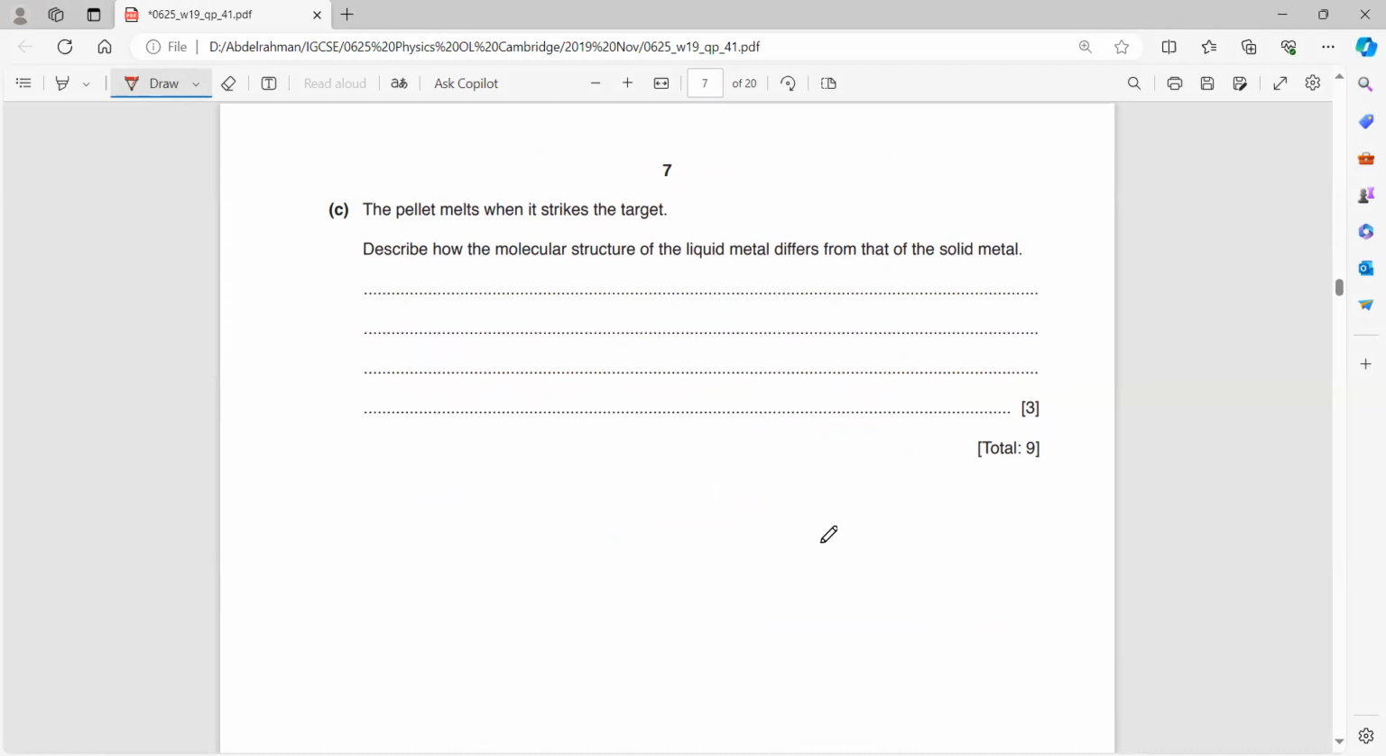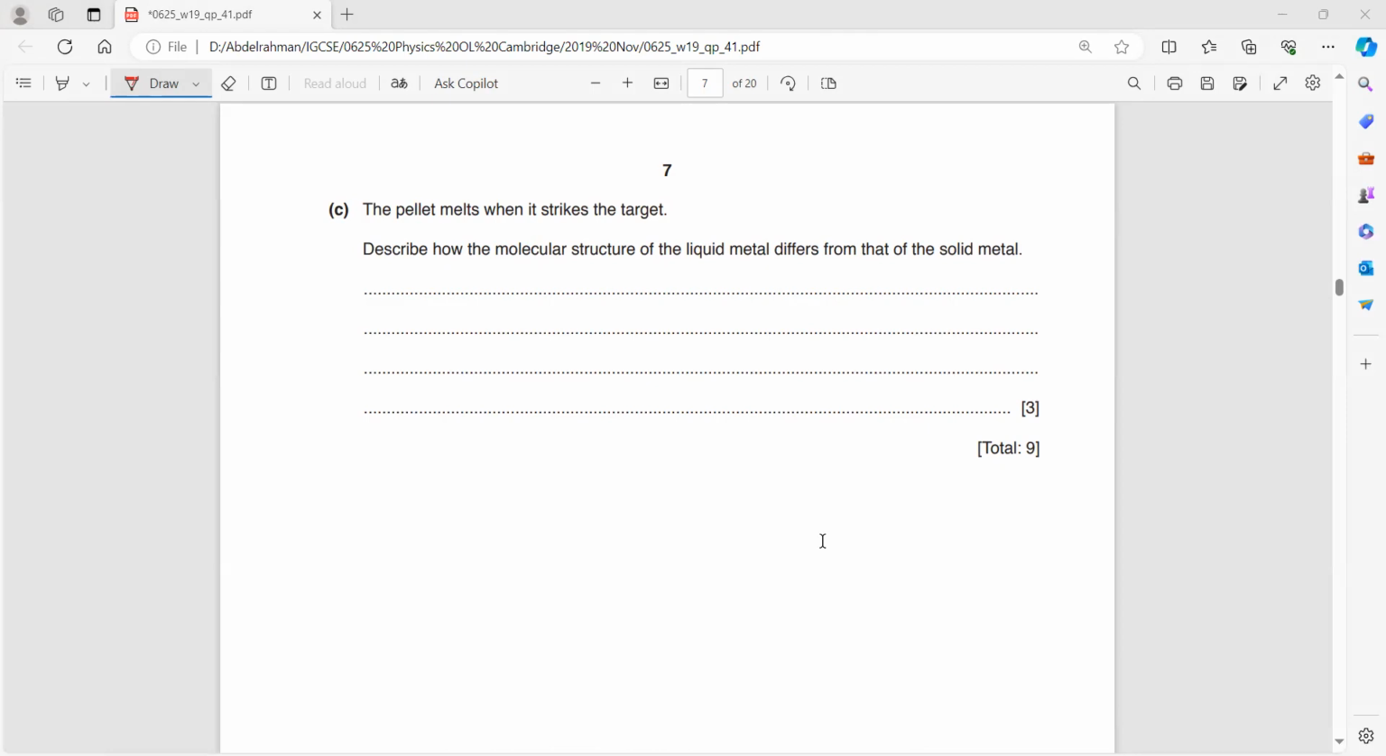Now we've entered a momentum question, so it has to ask about other things, meaning we need other ideas. The pellet melts when it strikes the target. Describe how the molecular structure of the liquid differs from that of solid metal. So we've now entered states of matter. Can someone find the difference between them?